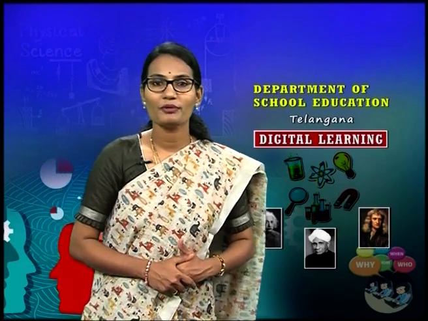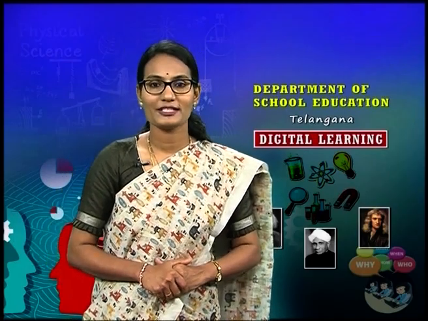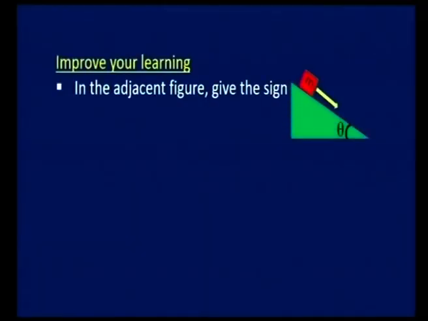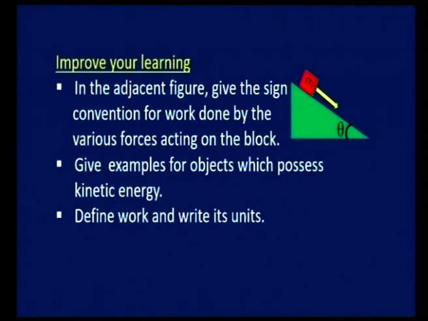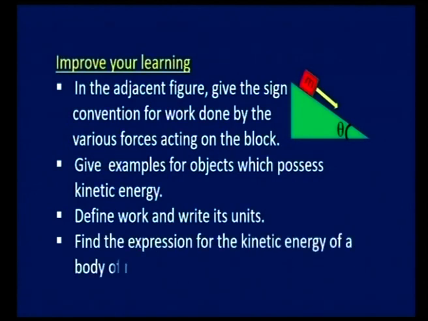To improve your learning, try to answer these questions, children. In the adjacent figure, give the sign convention for work done by the various forces acting on the block. Give an example of an object which possesses kinetic energy. Define work and write its units. Find the expression for the kinetic energy of a body of mass m at a speed v.